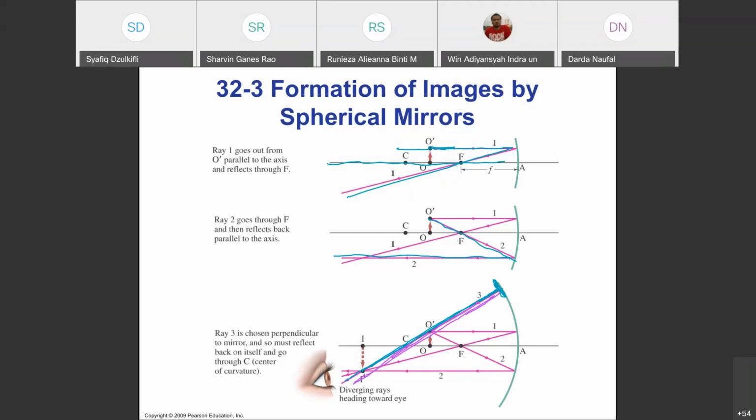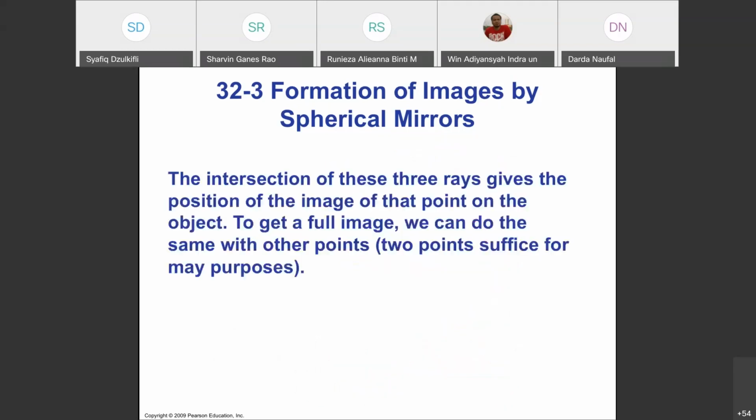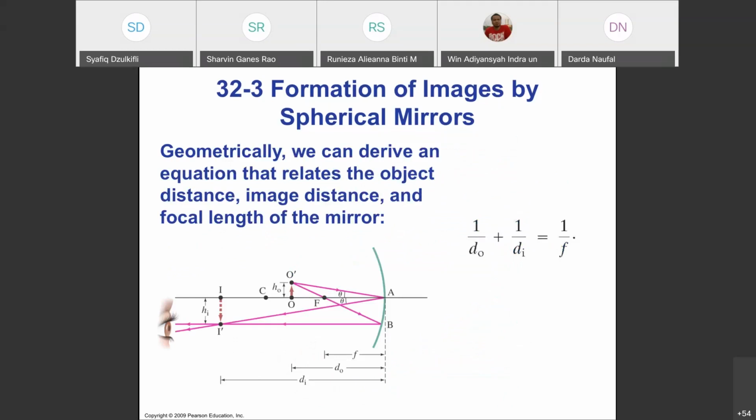There is the simple law of a ray using a spherical concave mirror. There's a formula here. dO is the distance of the object.